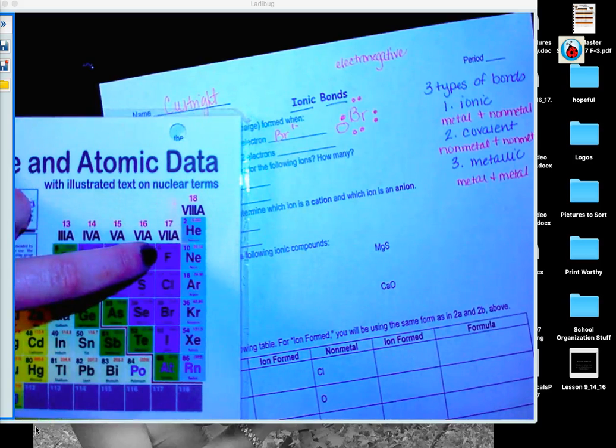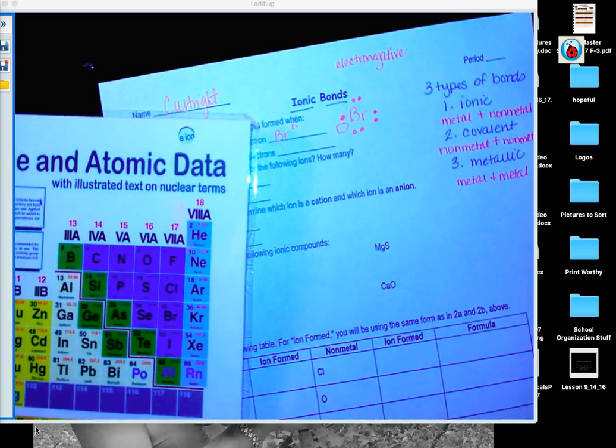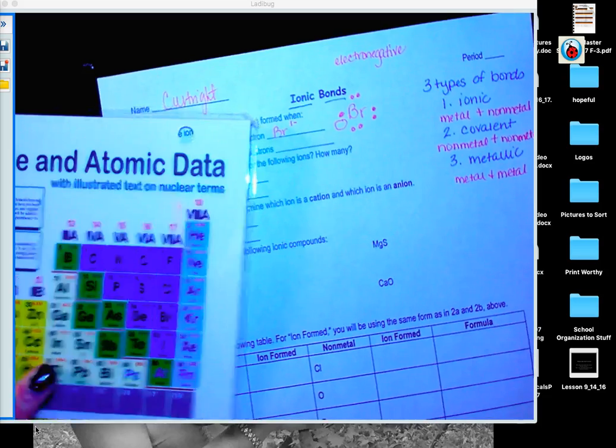This guy, among all of these right here, is the smallest. He has the smallest radius. And there's the fewest amount of electrons between himself and the nucleus, between the outside shell and the nucleus. And remember, the outside shell is the one that's responsible for bonding with other atoms.